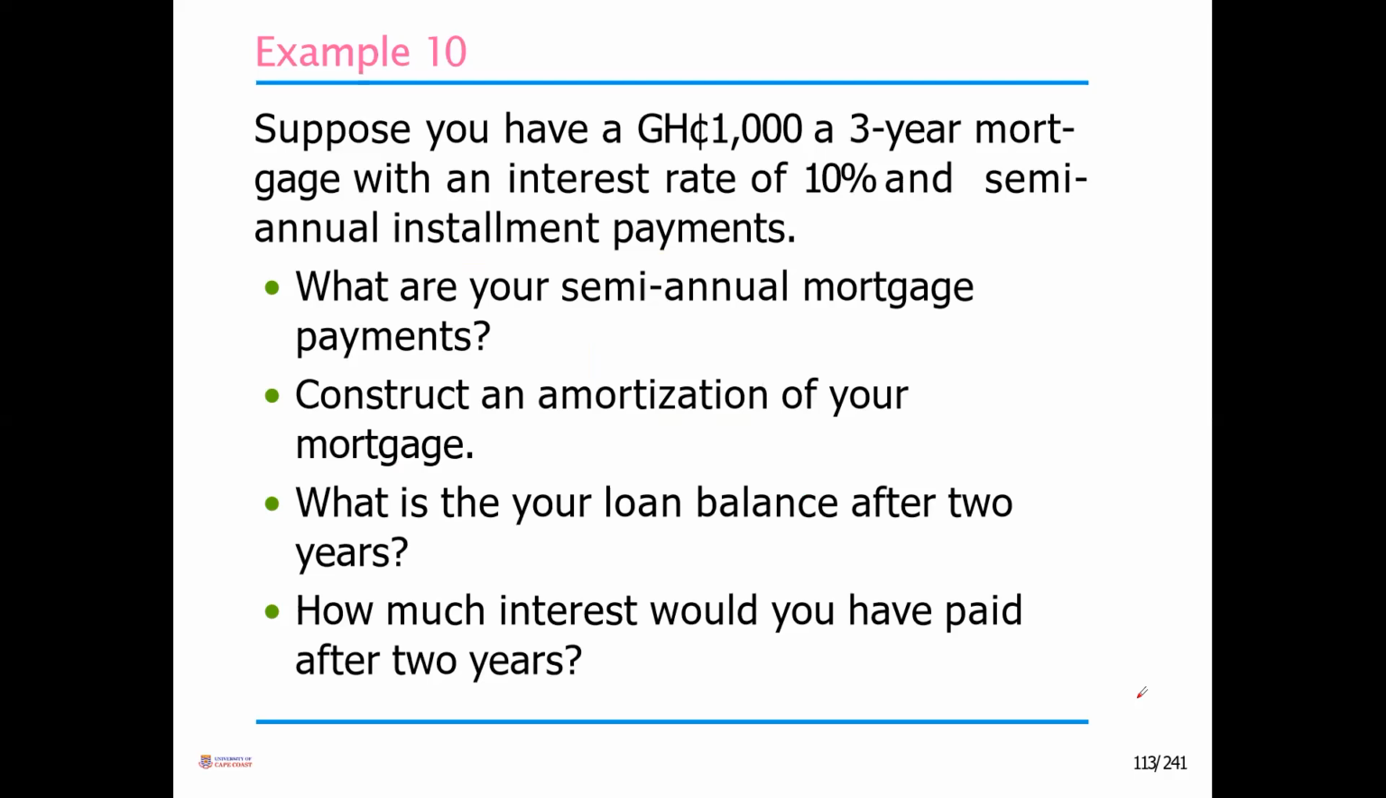Suppose you have a 1,000 cedis 3-year mortgage with an interest rate of 10% and semi-annual installment payment. What are your semi-annual mortgage payments?